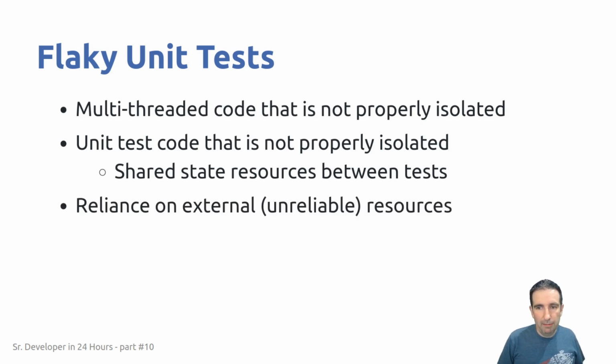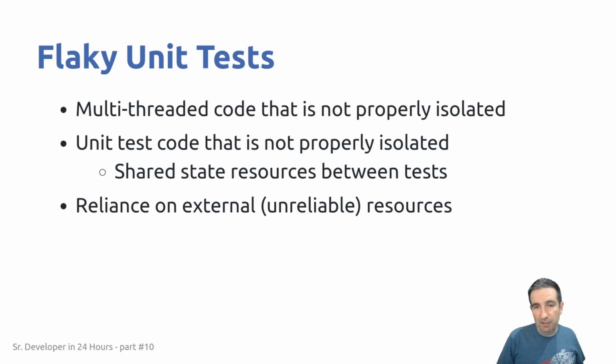Also, when we have reliance on external and maybe somewhat unreliable, maybe somewhat non-deterministic resources. We were talking about that. External resources like databases, external web services, things like that. And also random number generator and the system clock. Those are all external resources that might change.